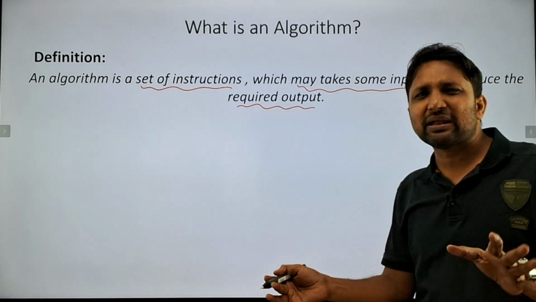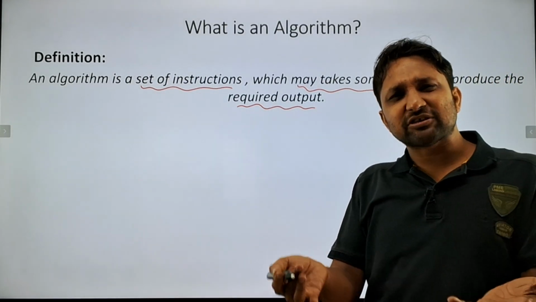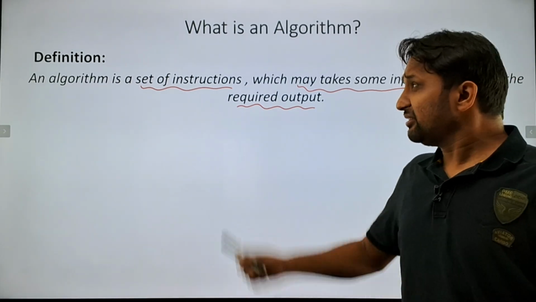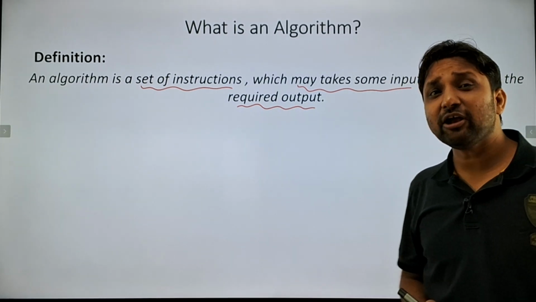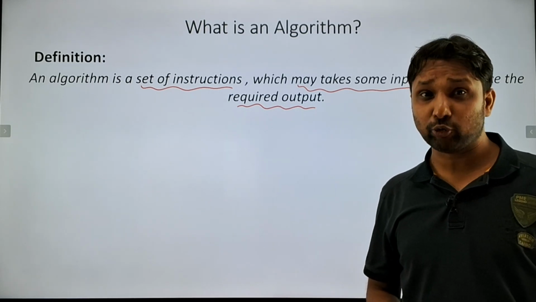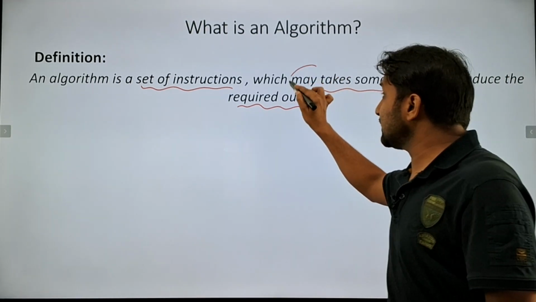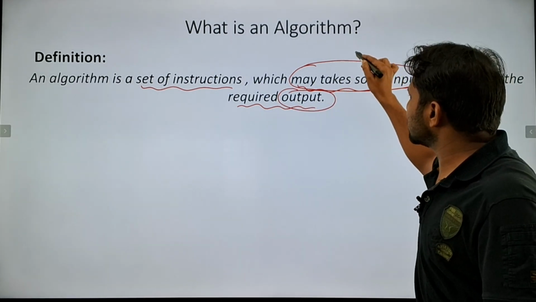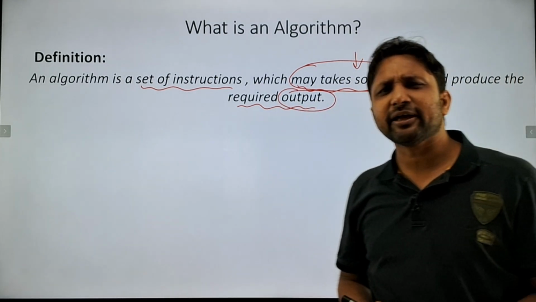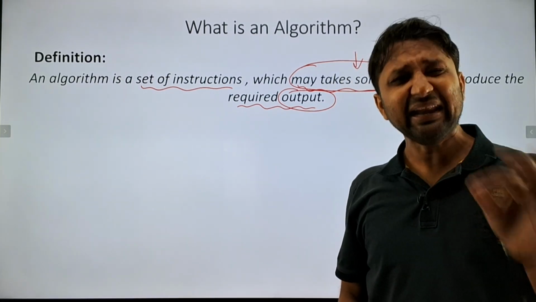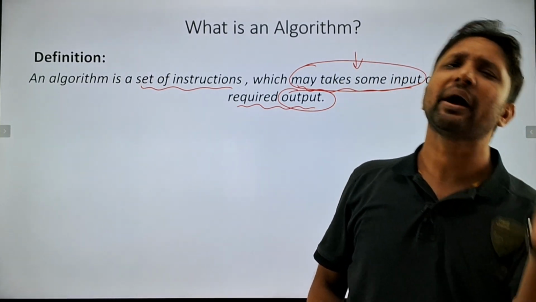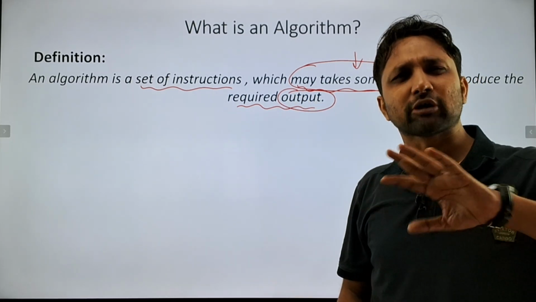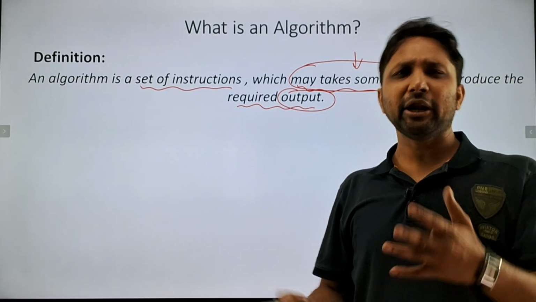So the definition is simple, it is saying that an algorithm is a set of instructions which may take some input and give us the output. This definition actually has two important properties of the algorithm. First property is this, and second property is this. So what is this first property saying? First property is saying that input in any algorithm might be there, might not be there. Input is not compulsory. Input may be there, may not be there.